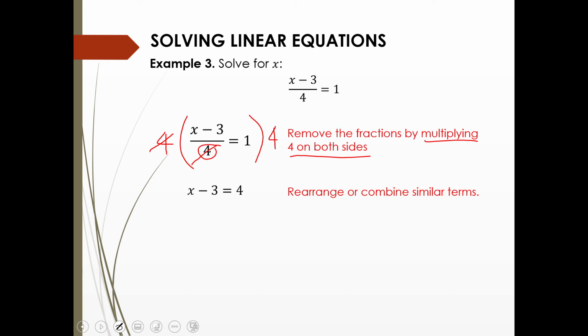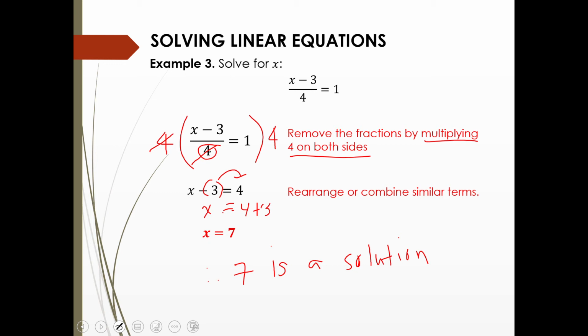And then rearranging or combining similar terms, putting all x on the left side and our numbers on the other side. This one will be x. This one, we will put it on the other side, so it becomes 4 plus 3. So 4 plus 3 is 7. So 7 is a solution.